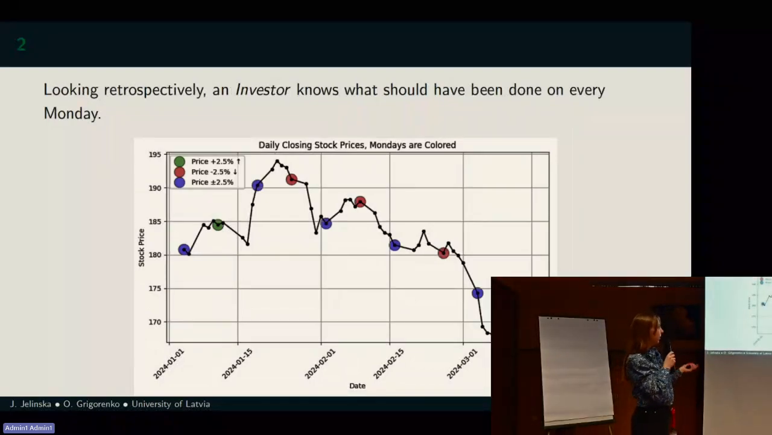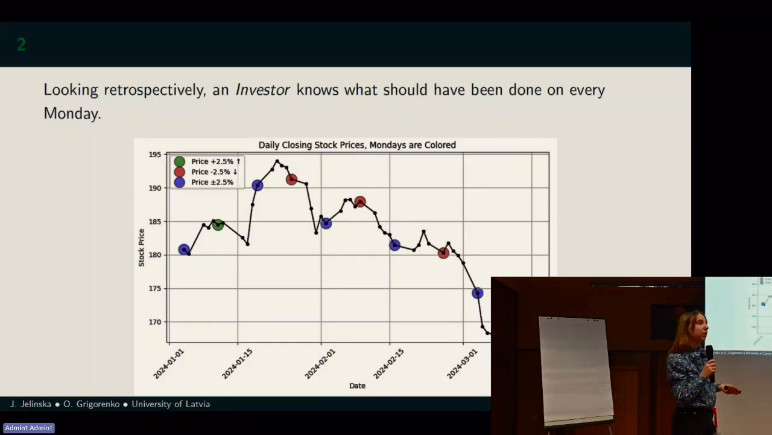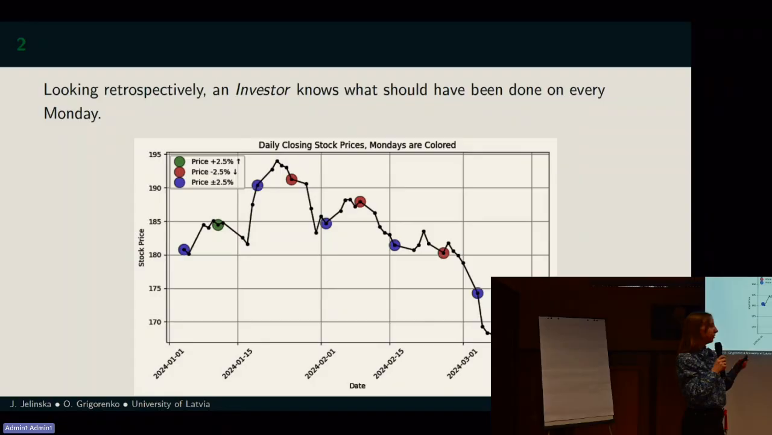And looking retrospectively, he always knew what had to be done. So if the price went up compared to the previous Monday, then the stock had to be bought. If it went down, then it had to be sold. And if the price fluctuated a little bit, or there is no change, then there was nothing that had to be done the previous Monday.